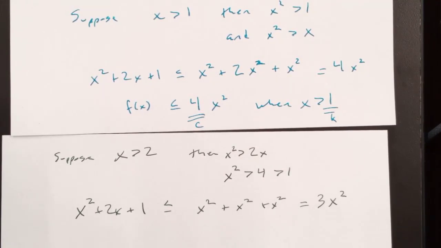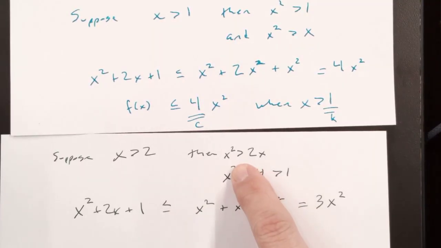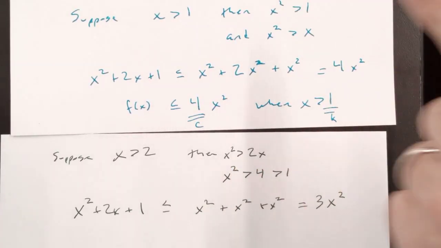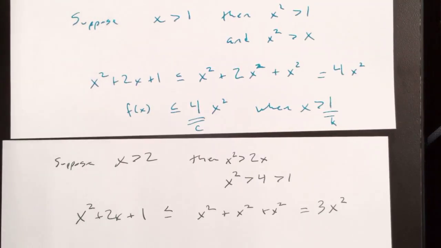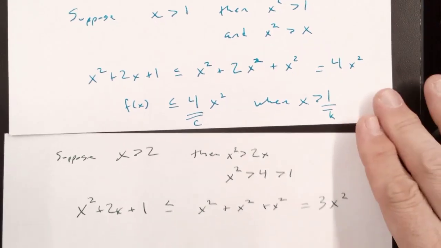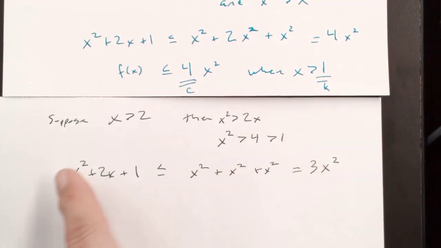Questions? Were it my choice, I'd do this first one over the second one because I don't have to pick it just right to make this work. I know as soon as I'm bigger than 1, I can do all of these sorts of things. But that's me. Sometimes our choice of witnesses depends on how we build this chain of inequalities.